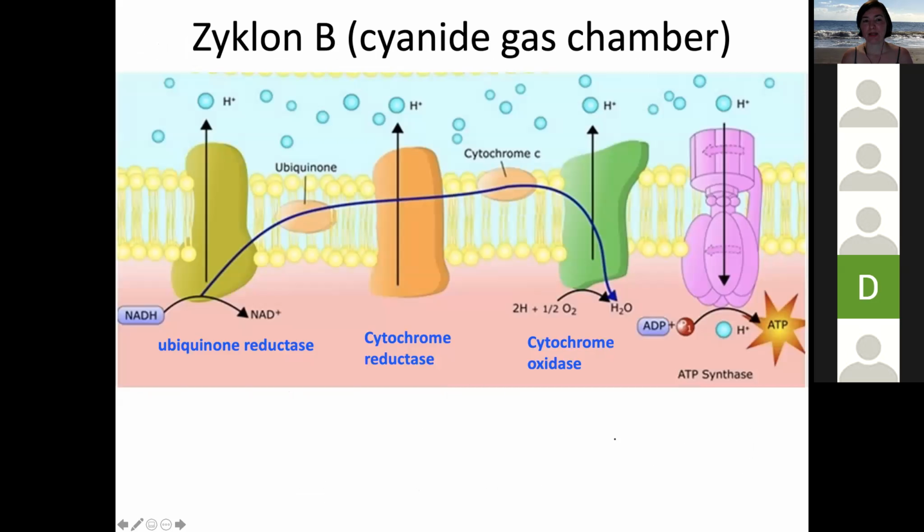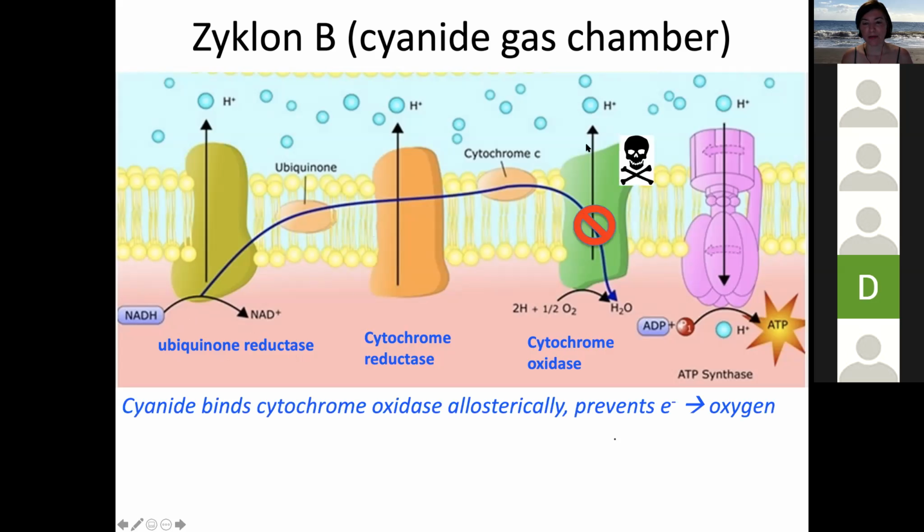Now, if we look at something like Zyklon B, which is a poisonous gas, was used famously in gas chambers during the Holocaust and has been used in other sort of terrible incidents in history. We can see that how it works is by inhibiting this enzyme called cytochrome oxidase. So it binds this enzyme complex and changes its shape, preventing electrons from going to oxygen. So then what happens is we get this kind of pileup of electrons. We can't make any more ATP. And that's really disastrous for people.